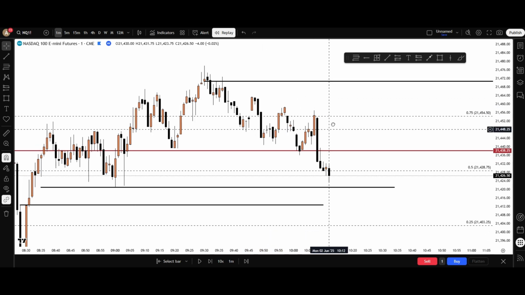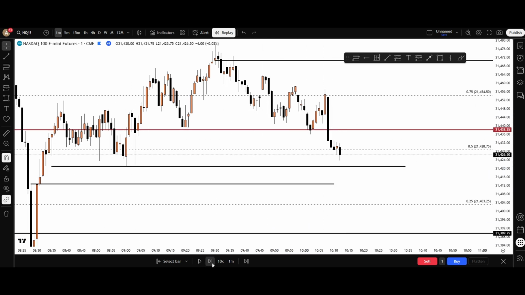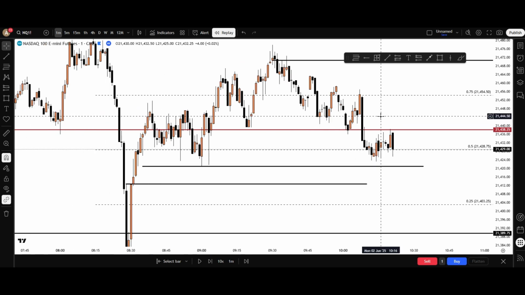Let's get rid of that. Right down to the bottom of the range now. So we're looking for something to hold. Maybe we can still go down to here. If not, we've just created equal lows. So if we've created equal lows, that's something that can get tested in the future.